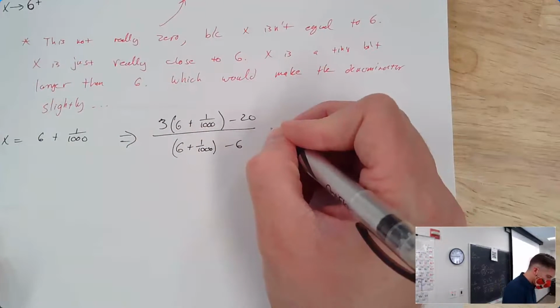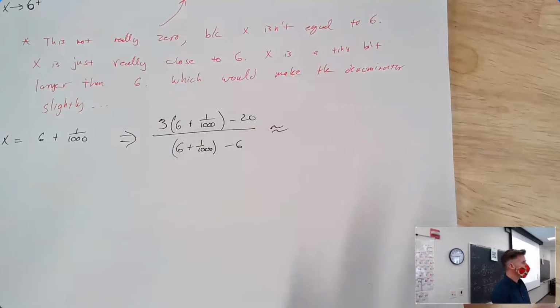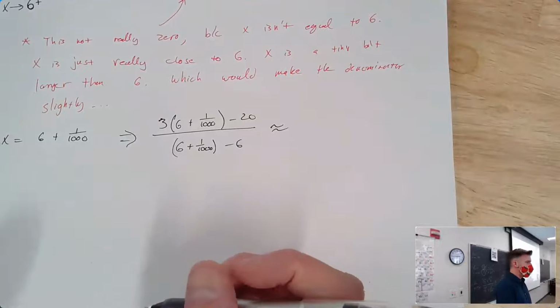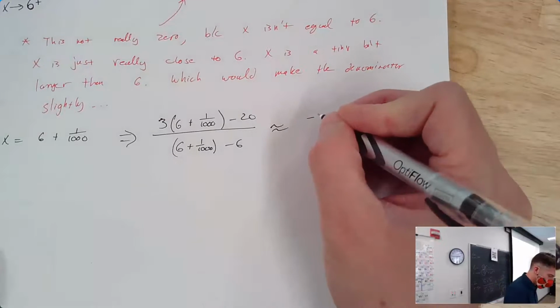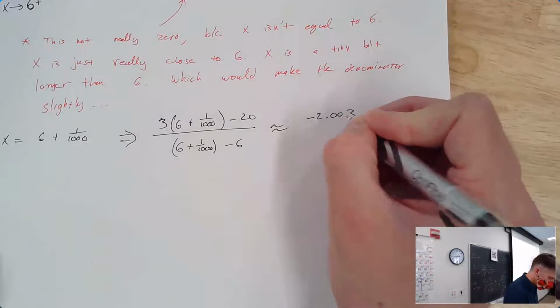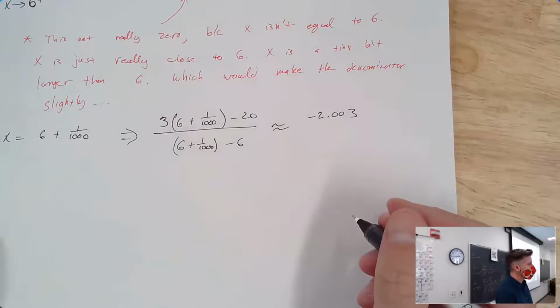And so we're going to get approximately, so the numerator, I'm just going to say is -2. I don't need to say that it's -2 plus 3/1000. Okay, fine, I could. It's not that hard. Except it's plus, and I did minus.